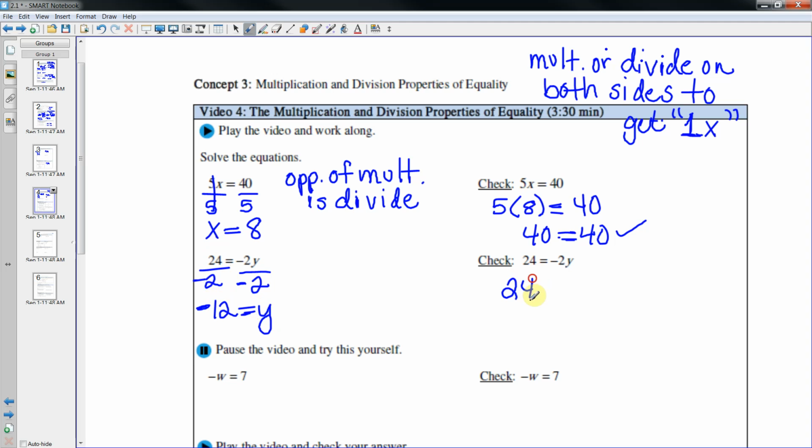So if I want to check it, does 24 equal negative 2 times negative 12? And 2 negatives would give me the positive that I need. So 24 equals 24, that works.